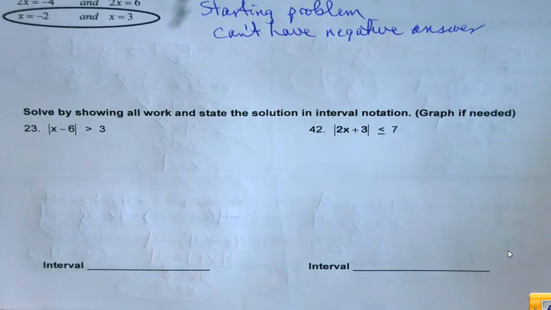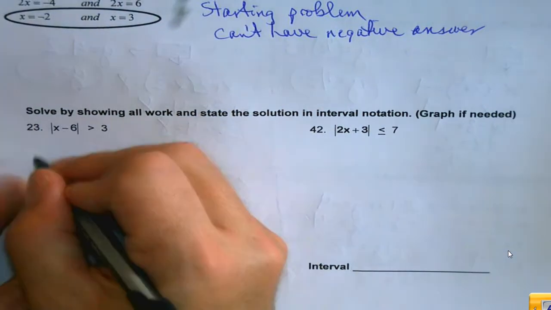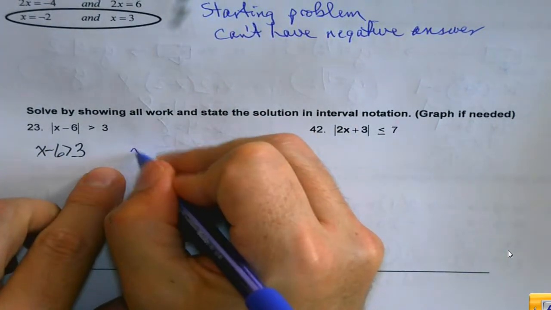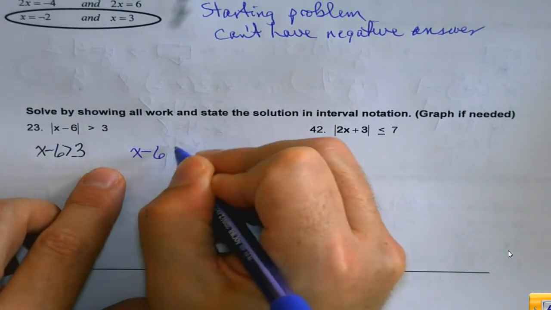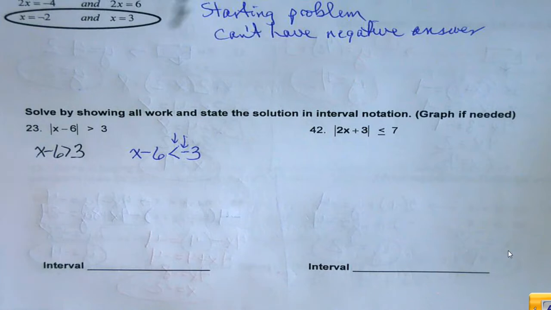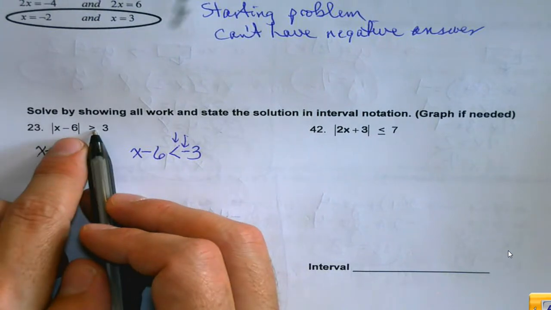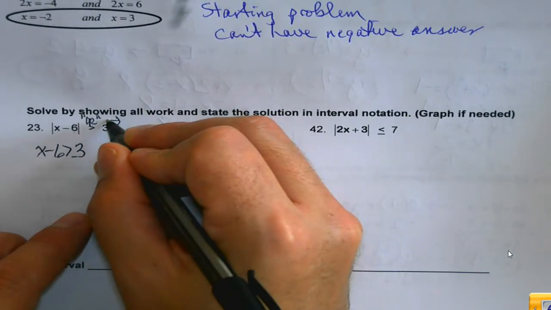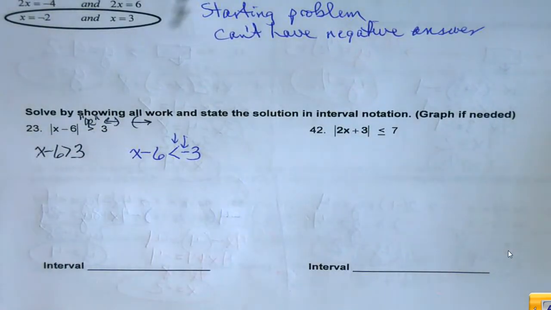Solve by showing all work and state the solution in interval notation, graph if needed. My first thing here, because I know when I do these, I leave the first one alone. When I get to the second one, I flip the arrow, I change the sign. I do two things. But here's the thing that's going to help me when I get to the end to know if I did it right or not. Is it an and? Is it an or? If the absolute value is greater than, if the arrow's eating this, remember that is going to be an or, which is going to give me an idea of what the graph looks like.